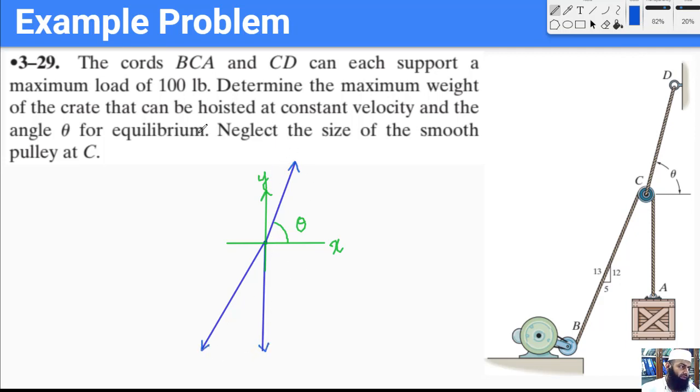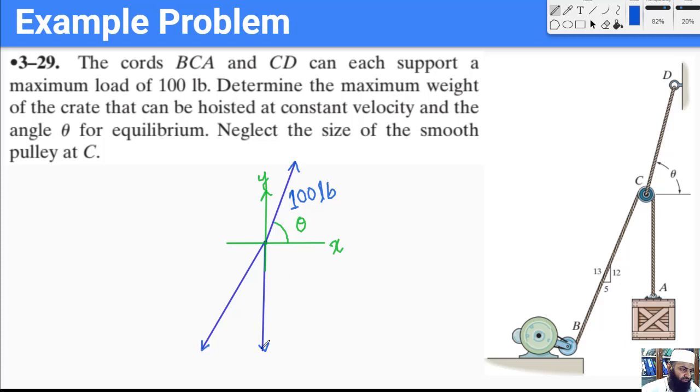Okay, because the maximum load on the cord is supposed to be 100 pounds, we assume that this is equal to 100 pounds. To start off, we are going to check whether this cord can take the load of 100 pounds or not. We are going to assume that right now the weight of the block is less than 100 pounds, and we're just going to put this as equal to 100 pounds. If at the end of this calculation we get that the load is more than 100 pounds, then we would have to assume that this cord breaks before this other cord.